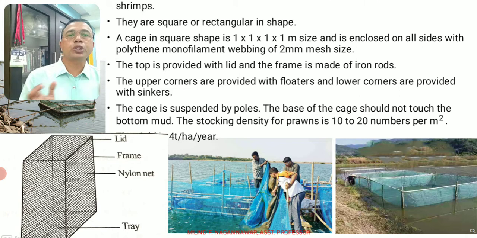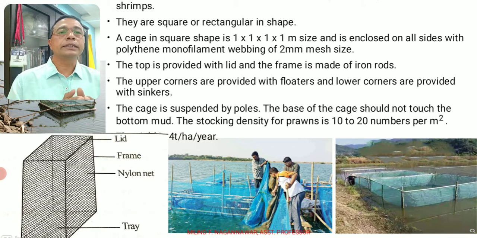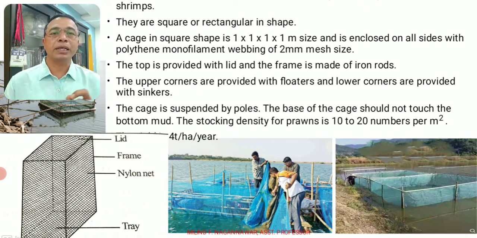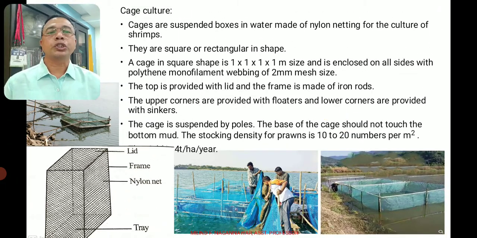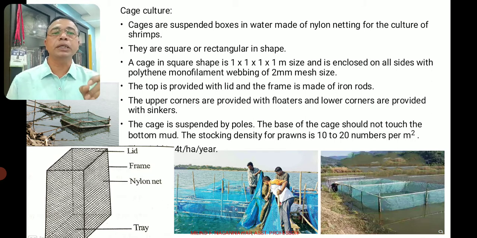If the cage is in a square shape, it should be 1 into 1 into 1 into 1 meter in size, length into breadth into height into depth, and is enclosed on all sides with polythene monofilament webbing of 2 millimeter mesh size. Is it clear? So the stocking density in the cage should be 10 to 20 numbers per square meter. That is the cage culture.